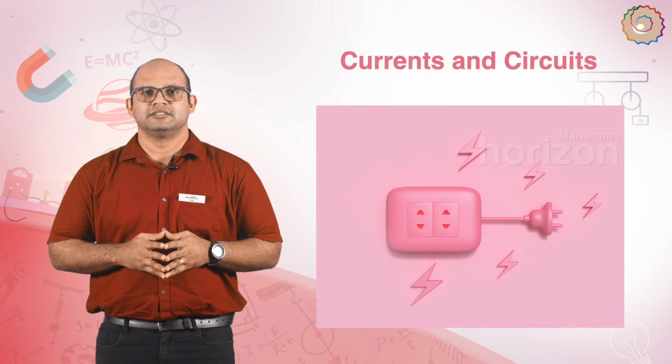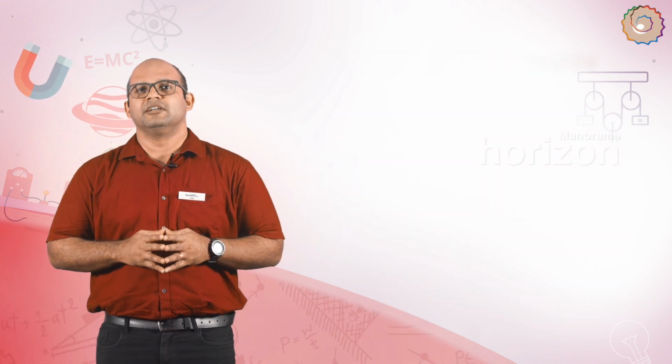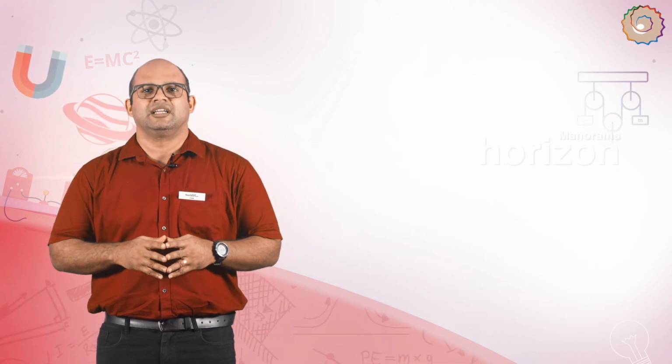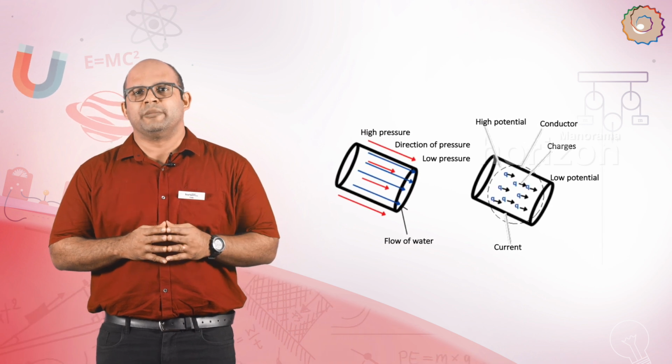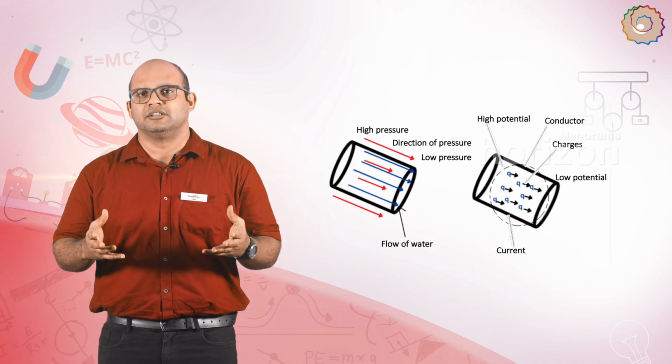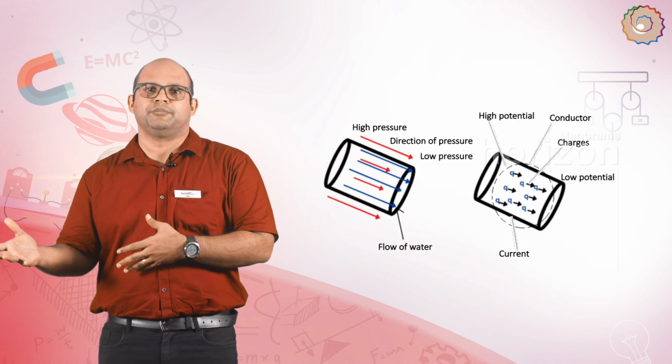Currents and circuits. We are familiar with the phrases air currents and water currents. They both refer to the net flow of fluids from one point to another. An electrical current can be visualized as a flow of charges inside a conductor. A useful analogy is to imagine charges flowing in a conductor the same way water flows in a pipe.